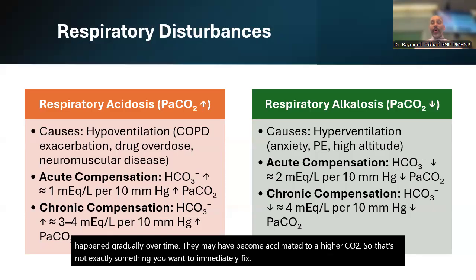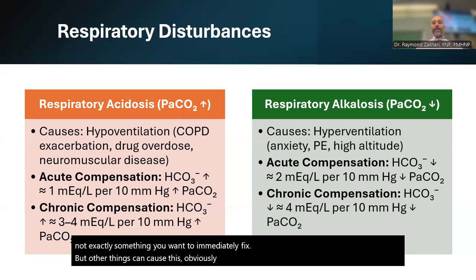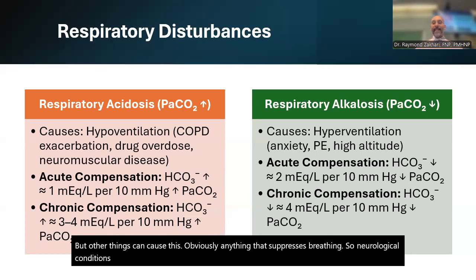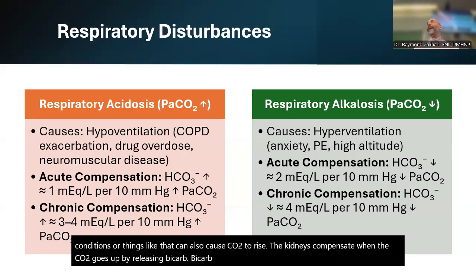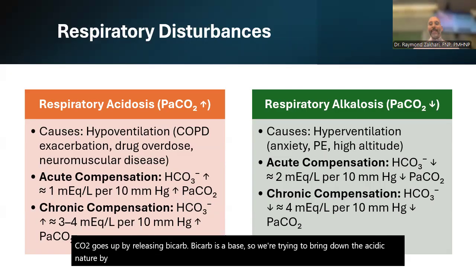But other things can cause this. Obviously, anything that suppresses breathing, so neurological conditions or things like that, can also cause CO2 to rise. The kidneys compensate when the CO2 goes up by releasing bicarb. Bicarb is a base. So we're trying to bring down the acidic nature by putting more base into circulation. So in acute cases of COPD, the bicarb may go up, but it takes a while.